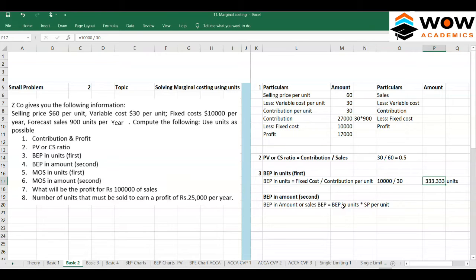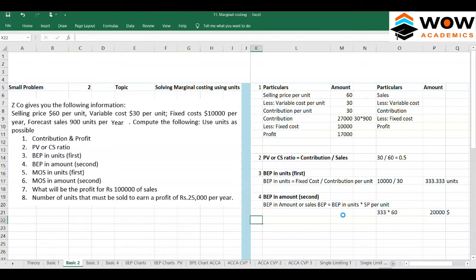Multiply the selling price. BEP in units into selling price will give you this answer. So we'll take this number, 333, into what's the sales amount? Sales amount is 60. So we'll find out. It's essentially 20,000. This is the amount. At 20,000 of sales, we achieve break-even point, right? So that's about this concept here. So we have done the 4th also.